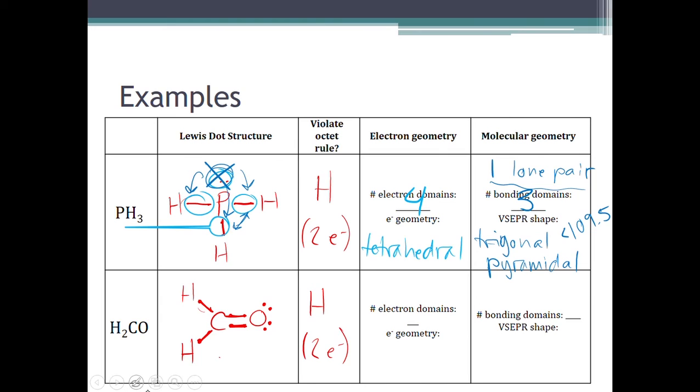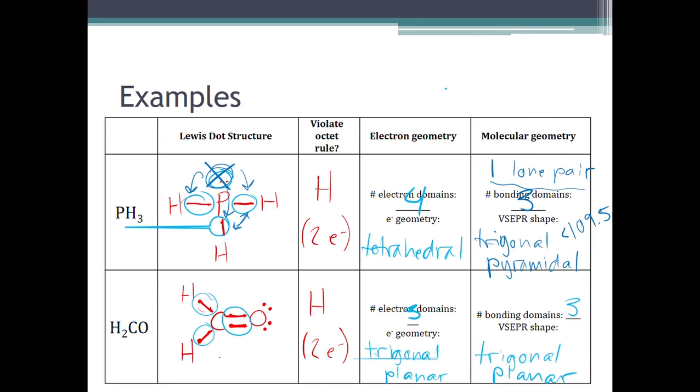So then counting our electron domains, we've got a bond and a bond and a bond. Again, this double bond just counts as 1 electron domain. So we have 3 electron domains, giving us a trigonal planar electron geometry. And since they are all bonding groups, we have 3 bonding domains, and therefore our VSEPR shape is also trigonal planar.